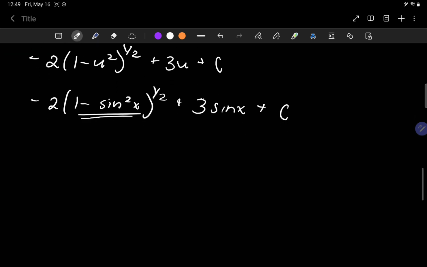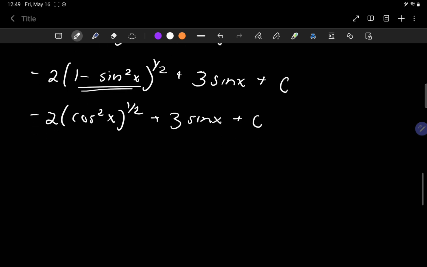And then by the Pythagorean identity, sine squared plus cosine squared is 1. So you could replace 1 with sine squared plus cosine squared, and then the sines would subtract out, and you would just be left with cosine. Or you can just manipulate the identity and say 1 minus sine squared is cosine squared. So you have cosine squared to the 1/2 plus 3 sine of x plus a constant. And then you would square root the something squared, so you would just say cosine of x plus 3 sine x plus a constant.